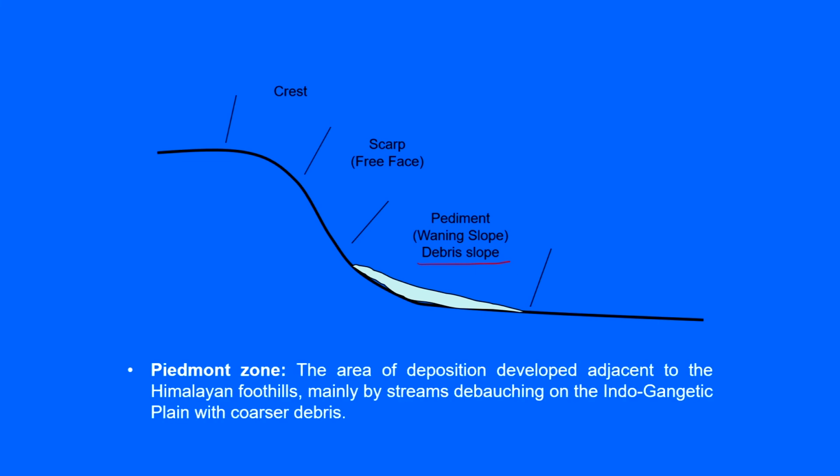This is an example of that, where you have the debris slope, and the alluvial material will be deposited here. This has been termed the pediment, and also the Piedmont zone. It is the area of deposition developed adjacent to the Himalayan foothills, or any foothills, mainly by streams debouching into the Indo-Gangetic plain. This is the case we have talked about, the Himalaya and Indo-Gangetic plain, and they will have coarser debris close to this. So, this has been termed the Piedmont zone.